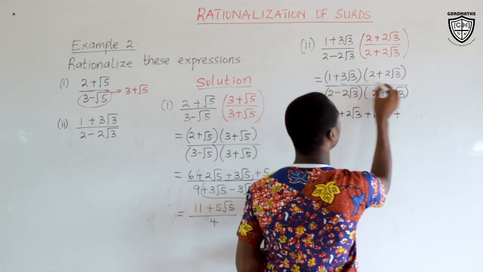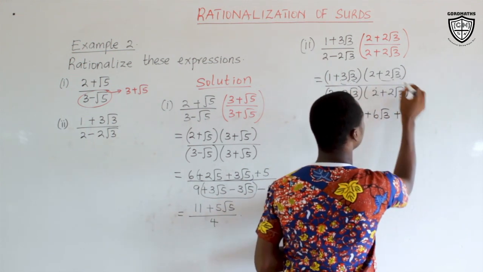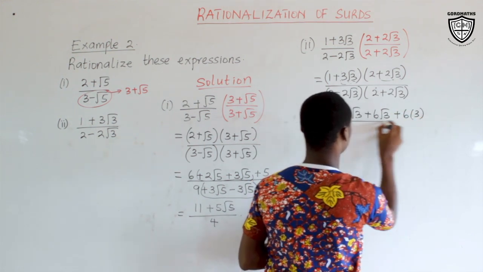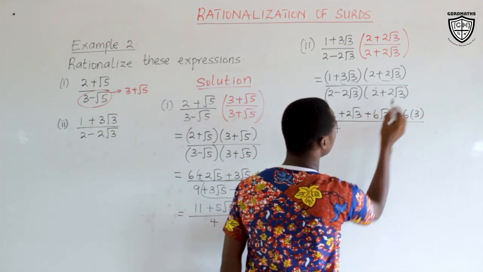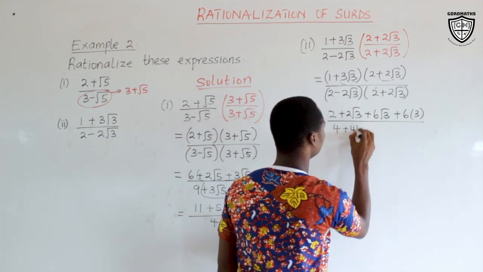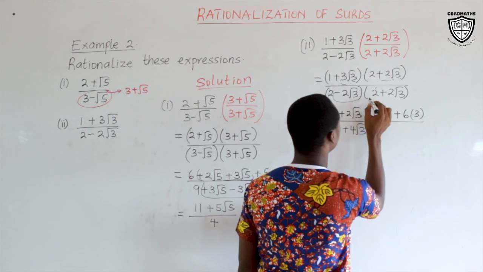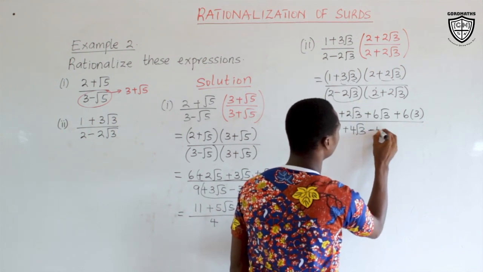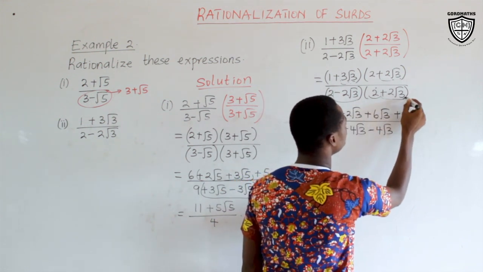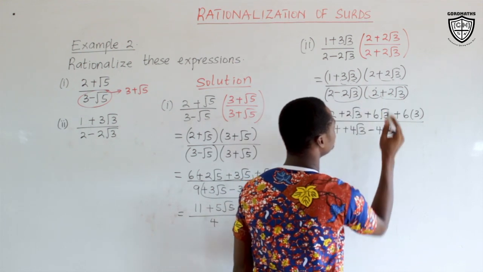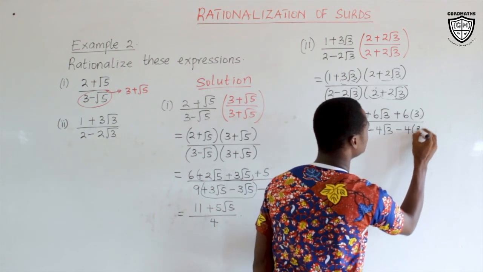Plus 3 root 3 times 2 root 3. 3 times 2 will give us 6. And then root 3 times root 3 will give us 3. Divided by 2 times 2 is 4. 2 times 2 root 3 will give us 4 root 3. Whole number multiplies whole number. Then negative 2 root 3 times 2 will give us negative 4 root 3. Then negative 2 root 3 times 2 root 3. Negative 2 multiplies 2, and that gives us negative 4. Root 3 multiplies root 3, and that gives us 3.